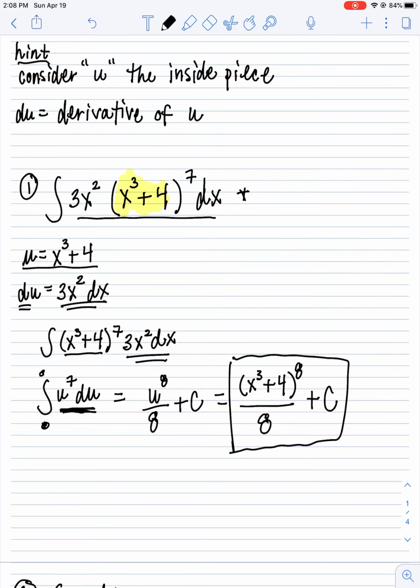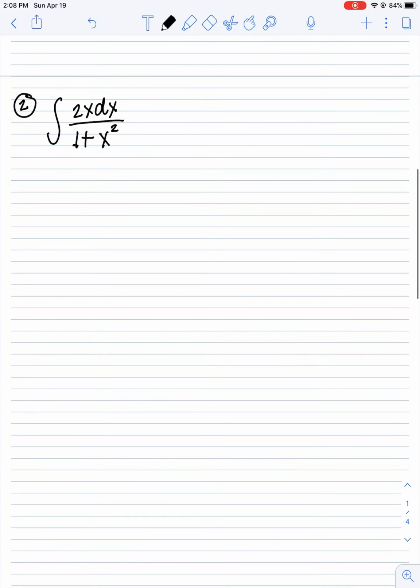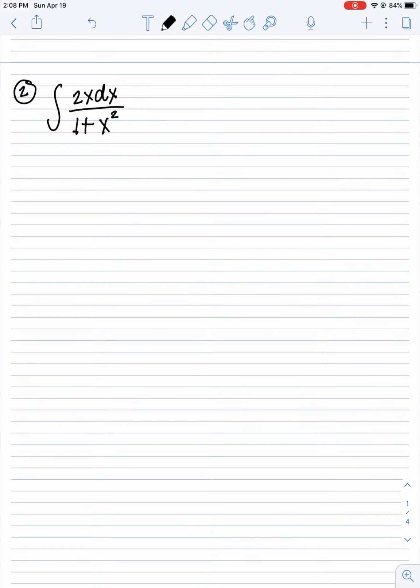Okay? So if I roll down to number 2 now. Number 2, some students are a little bit more intimidated because it's a fraction. And they don't know how to pick u when there's a fraction. So my hint is, when there's a fraction, I would start with the denominator, okay? I'm not saying it's always the denominator, but sometimes, okay? So if I pick u to be the denominator, u will be 1 plus x squared.